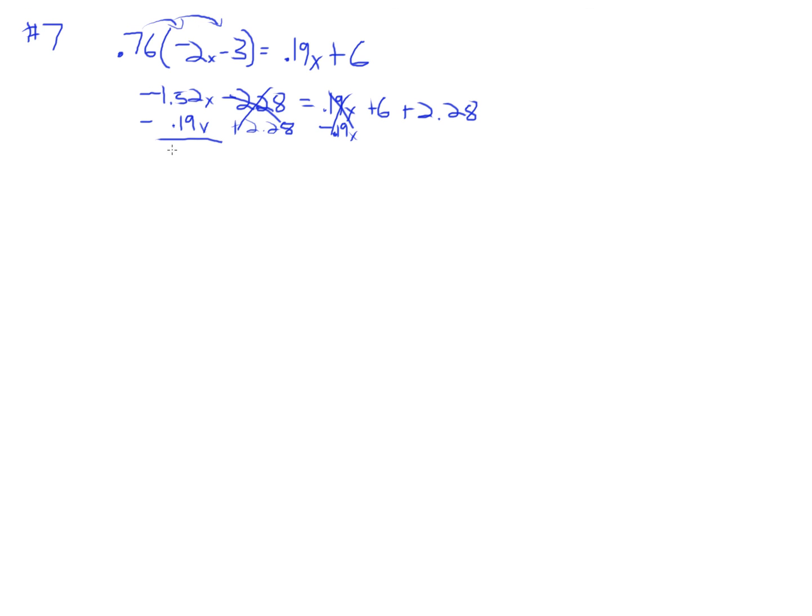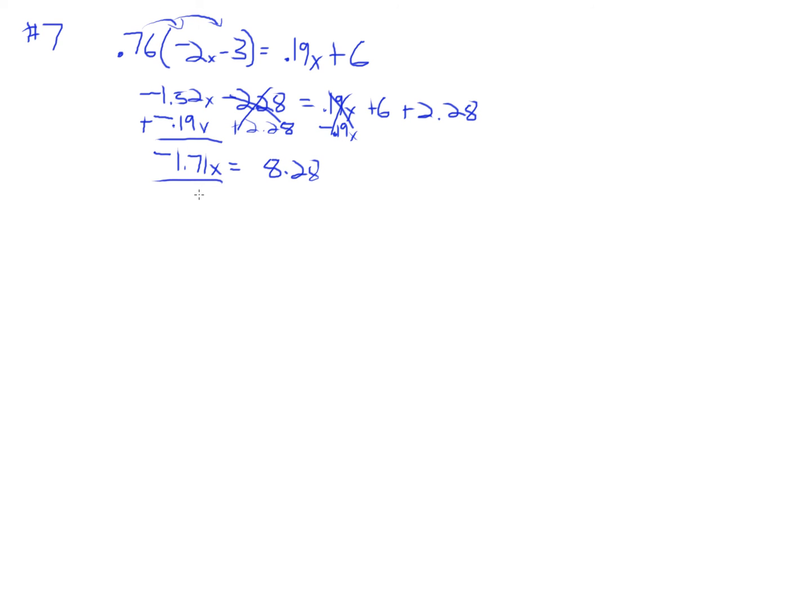I end up getting, so negative 1.52 minus 0.19 is the same thing. My trick for subtracting with negatives, because sometimes it gets confusing, is I say anytime I subtract, it's the same thing as adding the opposite. And so now I just add these two and I keep my negative sign. So I get negative 1.71x equals 8.28 because I combine these two over here.